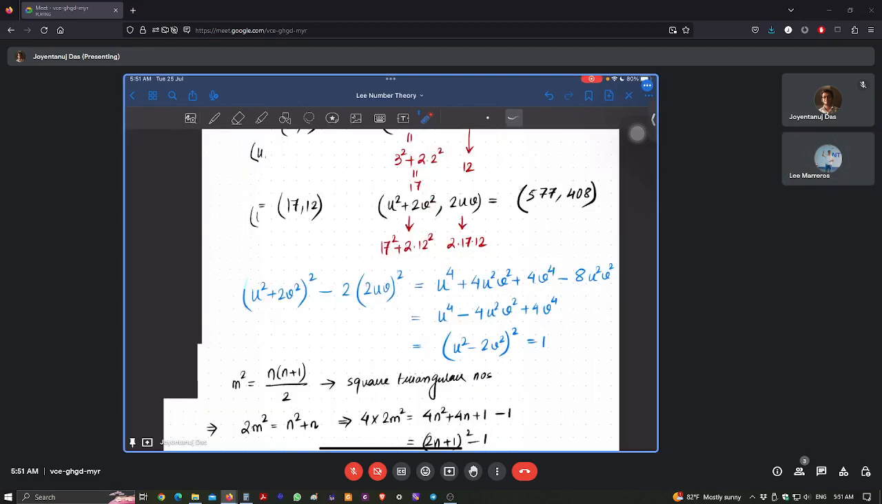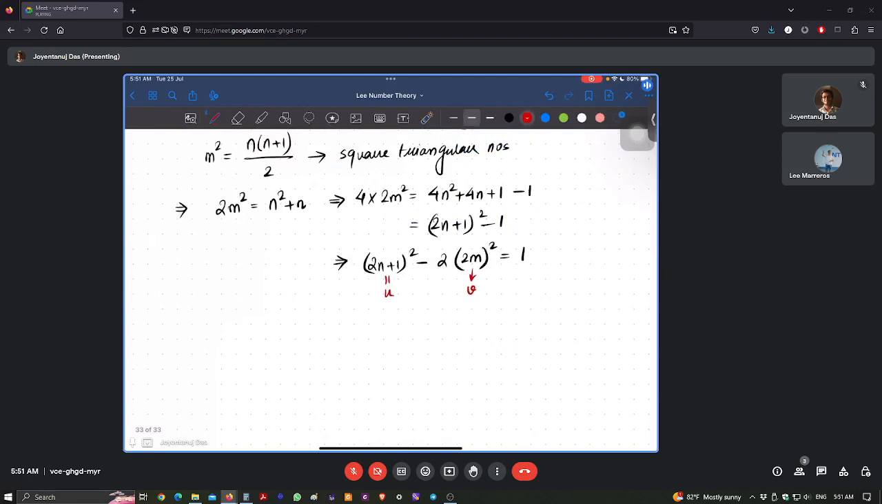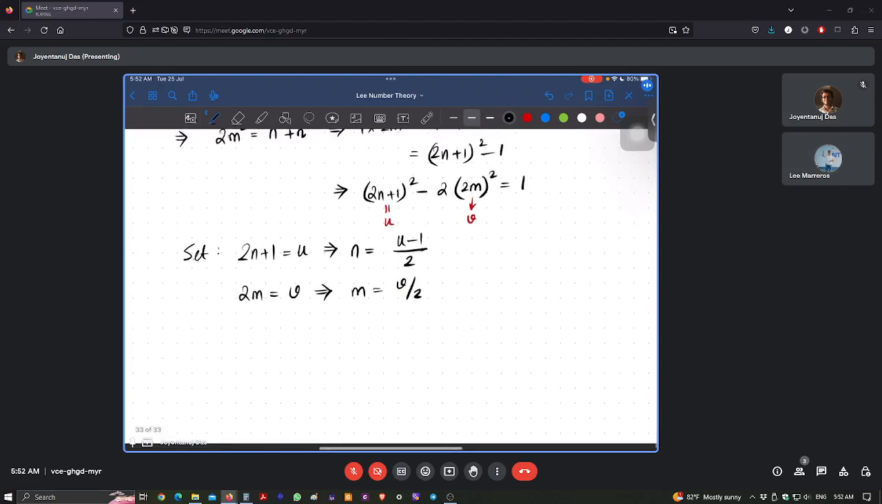So what we will get is, we set 2n plus 1 equals u. This gives me the solution for n. So n equals (u minus 1) by 2, and 2m equals v. So this gives m equals v by 2, right? I know that there are infinitely many solutions to u squared minus 2v squared equals 1.